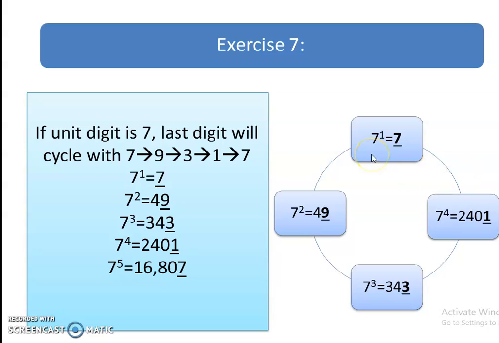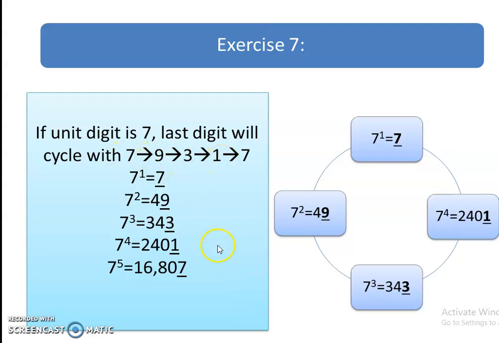Now let's take digit 7. 7 to the power 1 is 7, 7 to the power 2 is 49, 7 to the power 3 is 343, and 7 to the power 4 is 2401. So when we increase the power, the last digit will cycle through 7, 9, 3 and 1. After 4, the digit is repeating. So we can say that if the unit digit is 7, the last digit will cycle with 7, 9, 3 and 1, right?